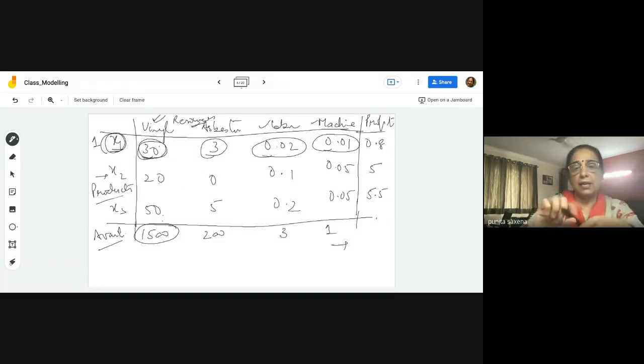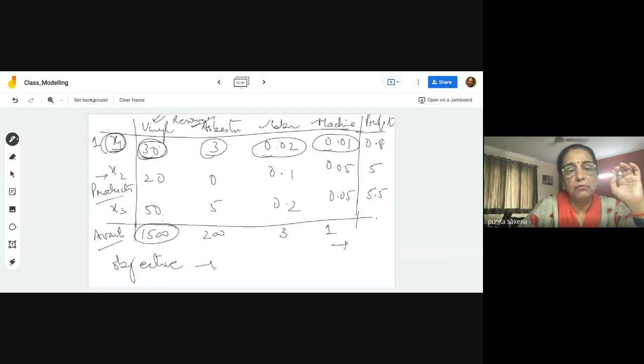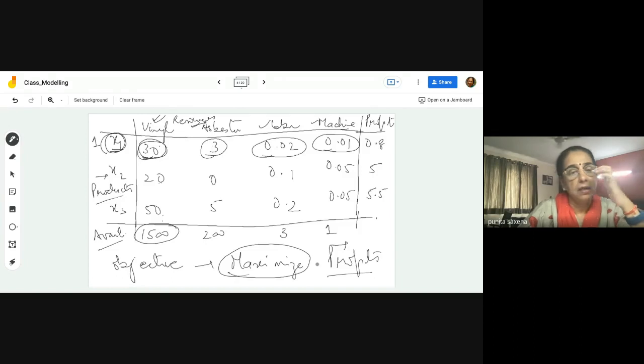We are not solving it right now. We are just formulating the problem. Now what is the problem? The problem says we have to formulate it and determine how to allocate resources to maximize profits. Okay. So one thing is very clear, that our objective is to maximize what? The profits. So one thing is defined here, that I have to maximize.